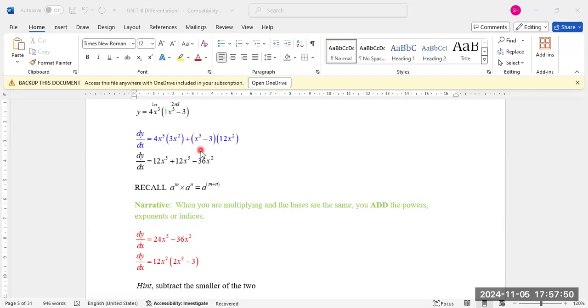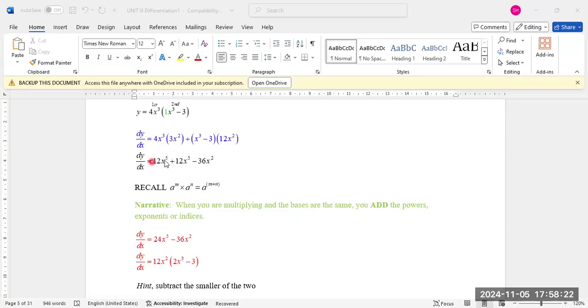Then I'm going to move on to the same thing, same recall. x cubed times 12x to the 2nd power is going to be 12x to the 5th power. See it right here. And then minus 3 times 12x to the 2nd power is simply negative 36x to the 2nd power. So I would have simplified my function here, right? The rule says when you're multiplying and the bases are the same, add the powers, or the exponents, or the indices.